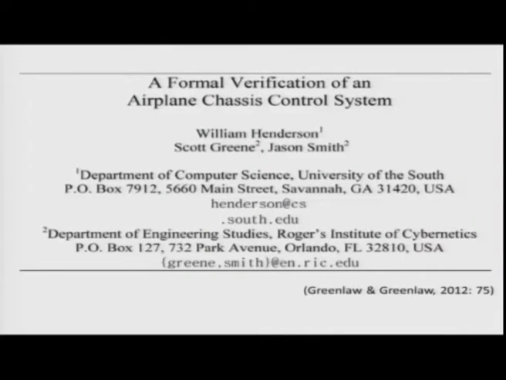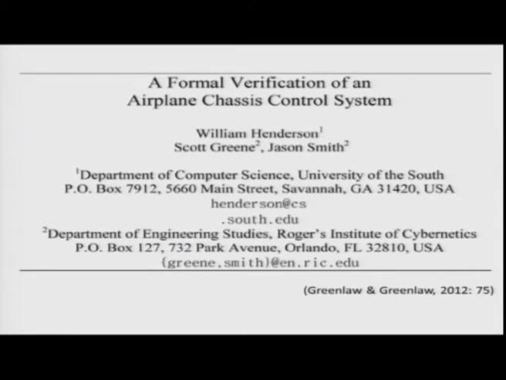Now, let us look at an example. So, this is from Green Law and Green Law 2012. So, this example, if you look at it, has the title of the article, a formal verification of an airplane chassis control system. Then the names of authors are listed. There are 3 authors here.